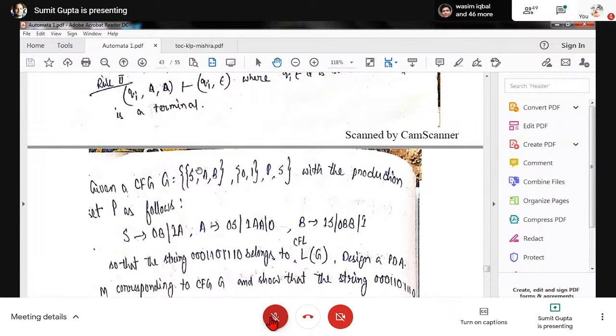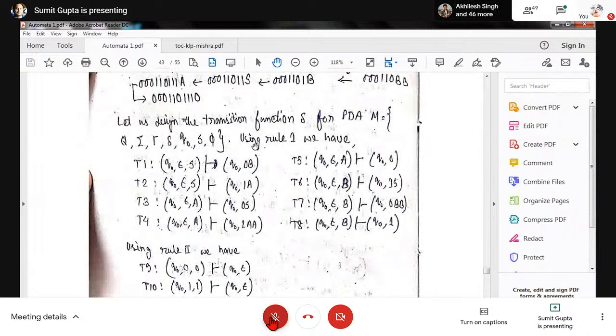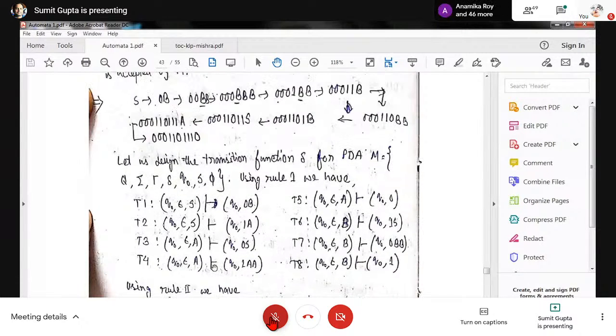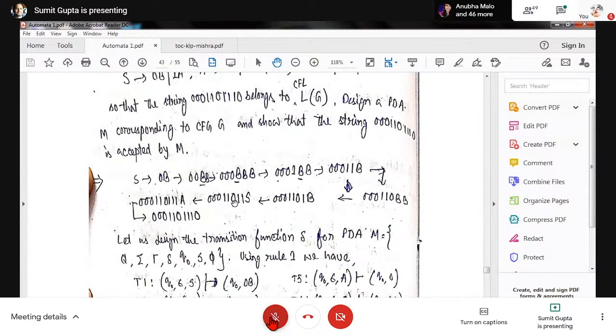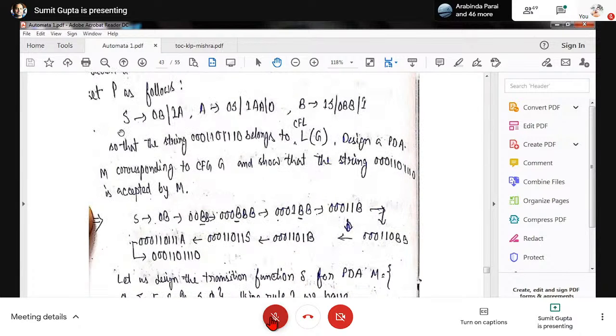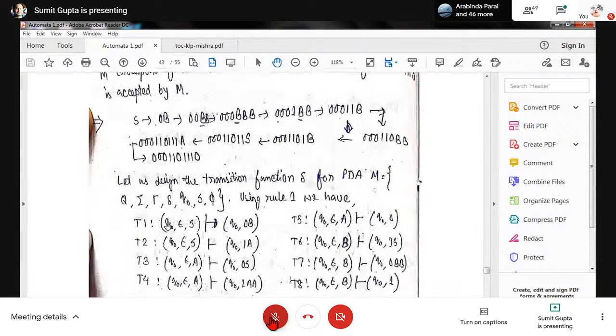Let's see. So you can see using rule 1 we have, so can we say these particular functions are coming in? Suppose q0 epsilon S, S over is the starting potential form. That's why S we have used. We have not used Z0. Can this be converted into q0 0B? q0 epsilon S, can it be converted into q0 0B? Why are we doing it? Because S to 0B is one transition. This S gives 0B will become q0 epsilon S gives q0 0B. Is it clear?